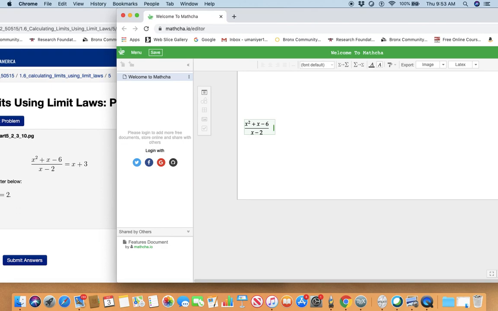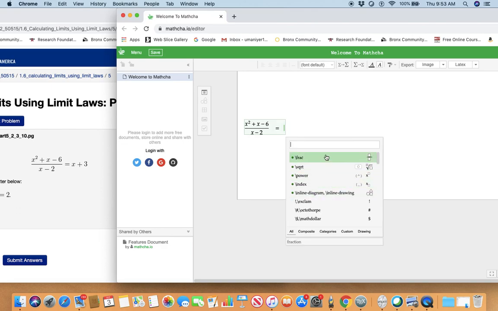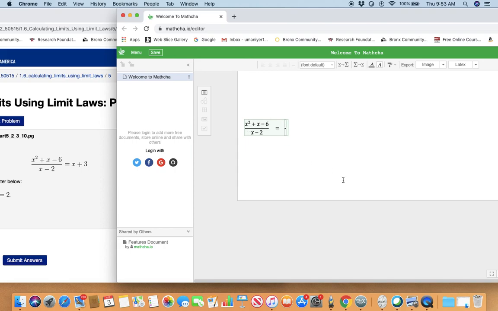Well, we can factor the numerator. The numerator factors as x plus 3 times x minus 2. The denominator is x minus 2. Well, why can't we just cancel, and you get x plus 3? The only thing is you can cancel only when x minus 2 is not equal to 0. You cannot cancel the zeros. That's the point.